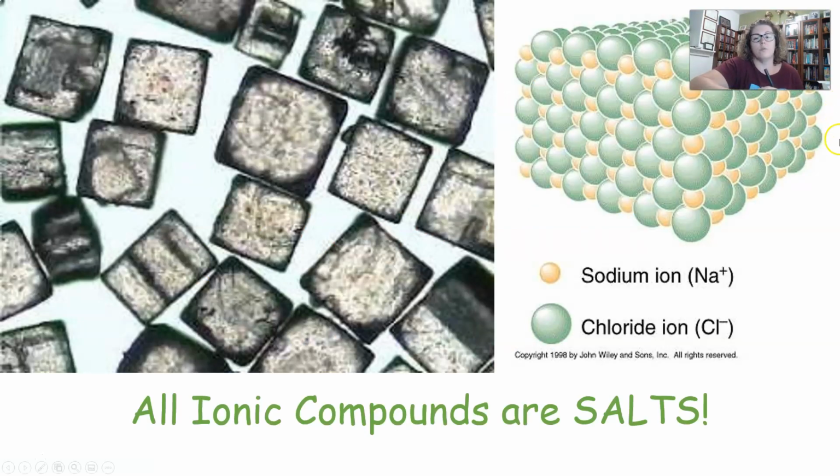Salts have what's called a crystal lattice, and we'll learn about that when we talk about states of matter for salts. They have this three-dimensional repeating pattern. That's why they're called crystals. And this is what they look like under the microscope. Beautiful, beautiful crystals under there. And as I said, all ionic compounds are salts. No matter who the salt is, they're all salts.